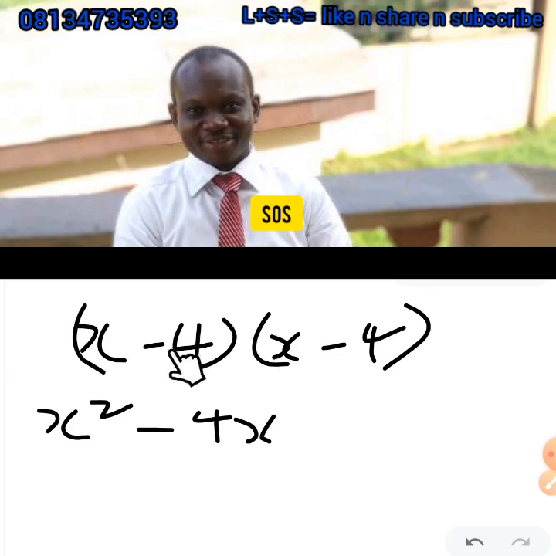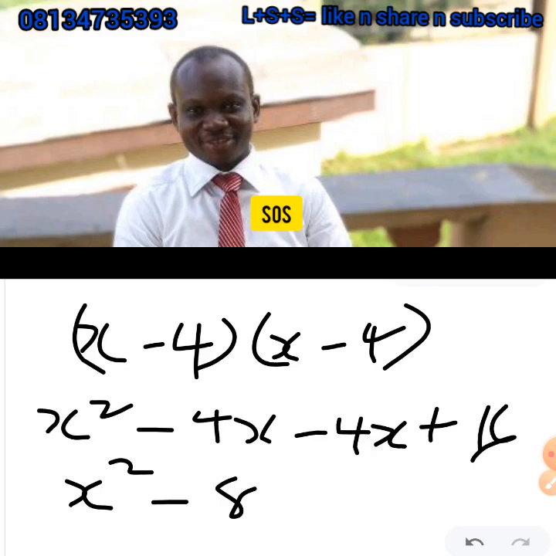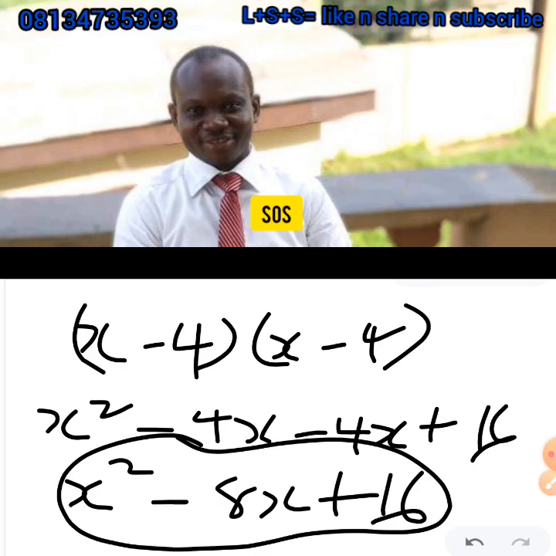Minus 4 times x is minus 4x again, minus 4x. Then also we have minus 4 multiplying minus 4 now. Minus 4 times minus 4 will give us plus 16. So if you simplify this further, we have x squared minus 8x, this minus 4x, then plus 16. So that gives us the expression that we factorize when we expand.